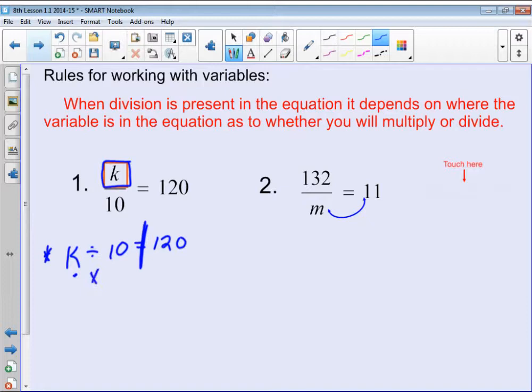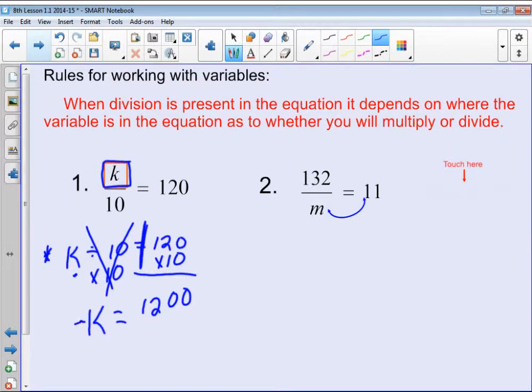Here's my equal sign. So I'm going to go times 10. To get rid of it, now I have k left by itself, equals times 10. Okay, I'm pretty good with multiplying by tens because I can just add the zeros. So 1 times 12 is 12, and then add 2 zeros. You should get 1200.